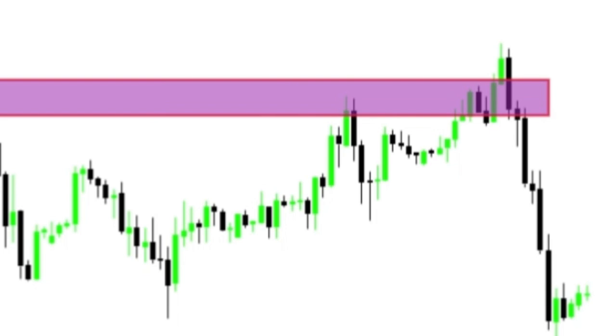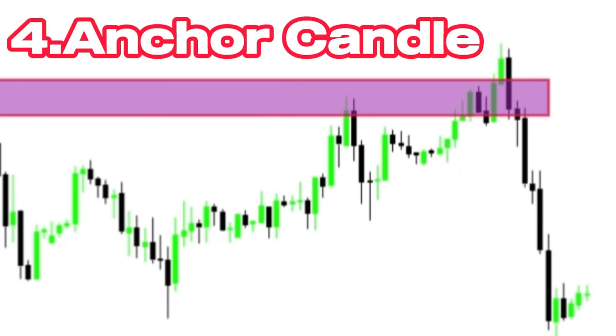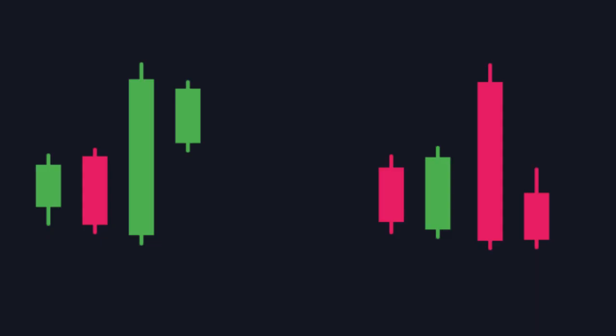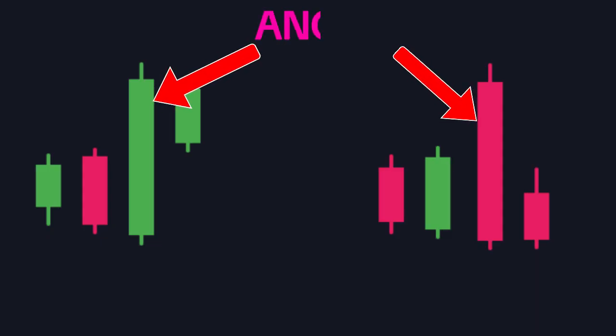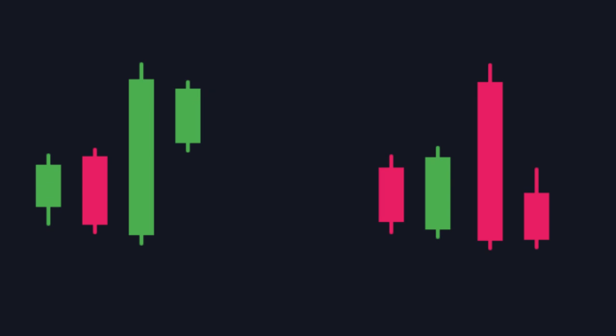The fourth candlestick that we are going to learn in this video is the anchor candle. The anchor candle is basically a candle with a significantly longer body than the surrounding candlesticks. Anchor candles are so easy to find in the charts. The bullish anchor candle is the big bullish candle, as you can see here. This candle's body is bigger than its previous 3 to 4 candlesticks.